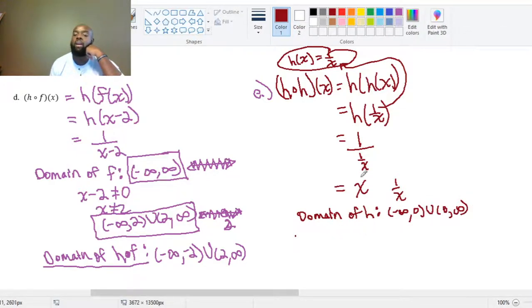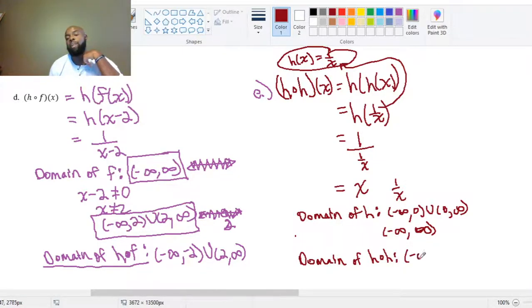When I look at the domain of my final answer, it looks like I have negative infinity to infinity. So if I intersect these two, I get the domain of h composed with h, which is going to be from negative infinity to 0, union 0 to infinity. Okay?